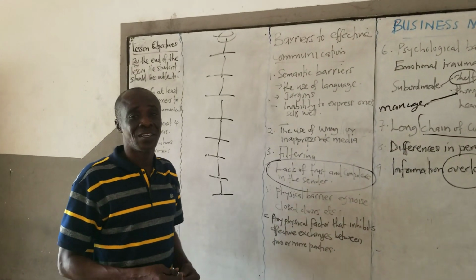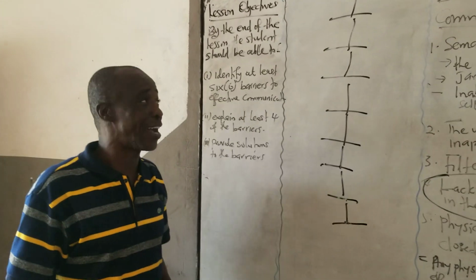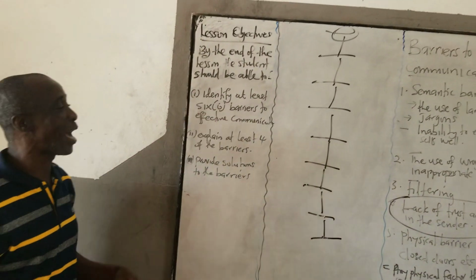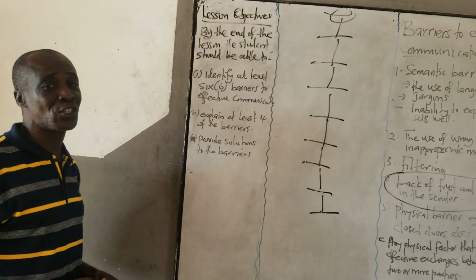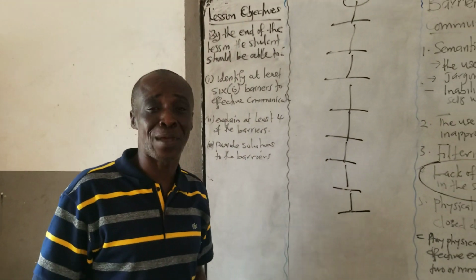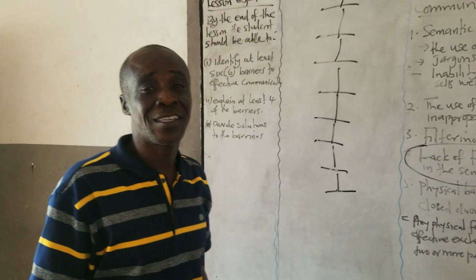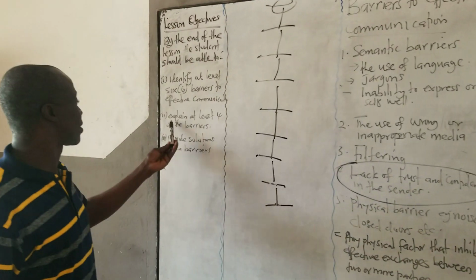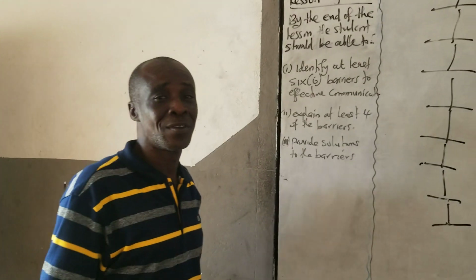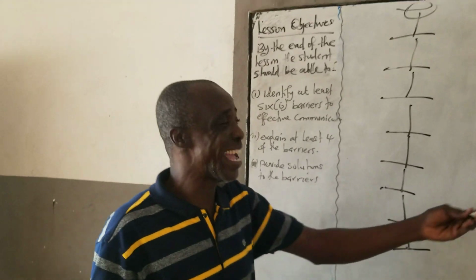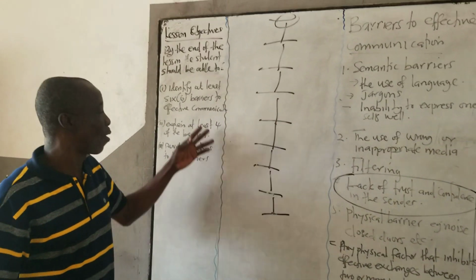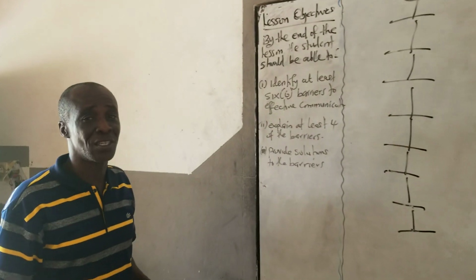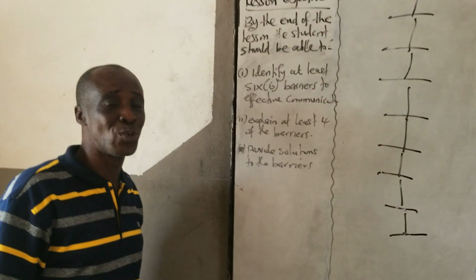Ladies and gentlemen, we are also through once again with our lesson. Now, let's look at the objective. You said you should be able to identify at least 6 barriers to effective communication. Can you identify 6 barriers to effective communication? Then we also said that you should be able to explain any 4 of them. So at least you should be able to explain effectively 4 of the barriers, and provide solutions to those barriers.